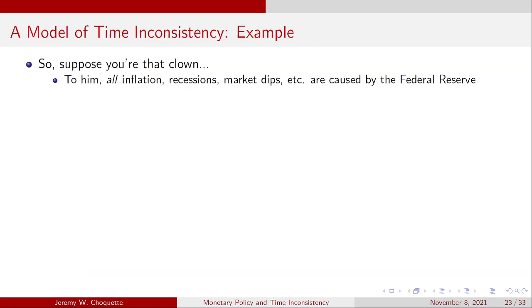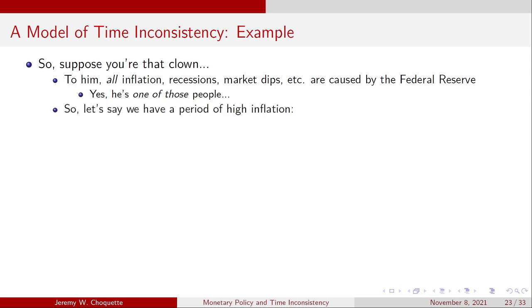Now, to this guy, right, he's this finance guy who thinks he knows like everything about everything, and he is staunchly opposed to just even the existence of a Federal Reserve, and he wants like a gold standard and all that stuff. So to him, all inflation, all recessions, all market dips, anything is caused by the Federal Reserve. Yep, he's one of those people, the dreaded Austrian economists, an absolute joke of a school of economic thought.